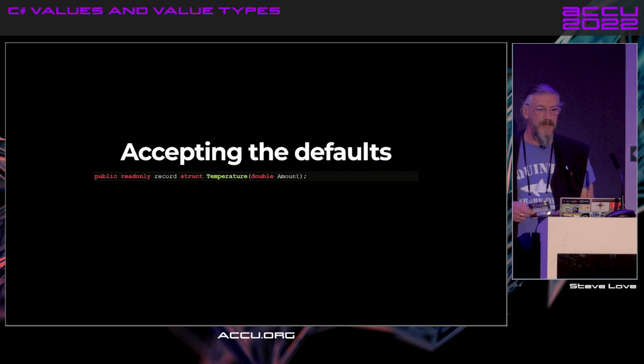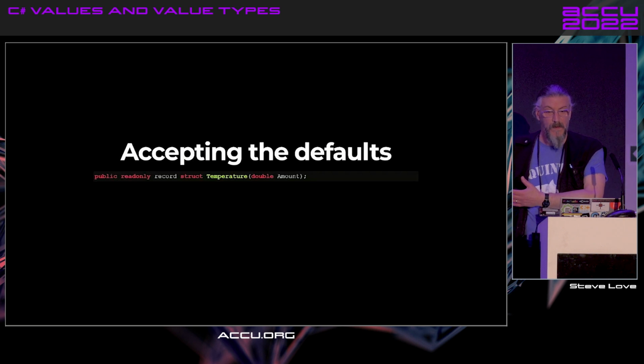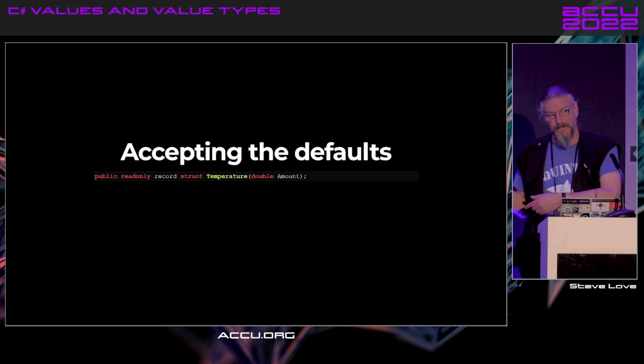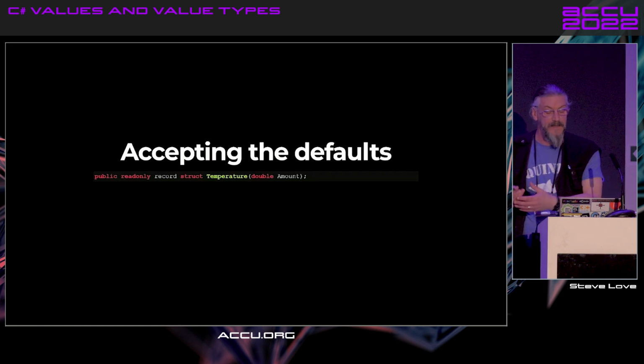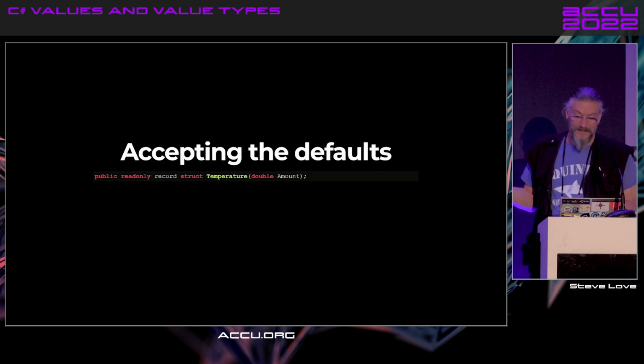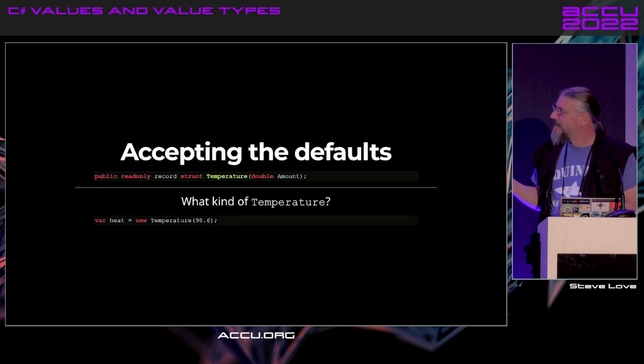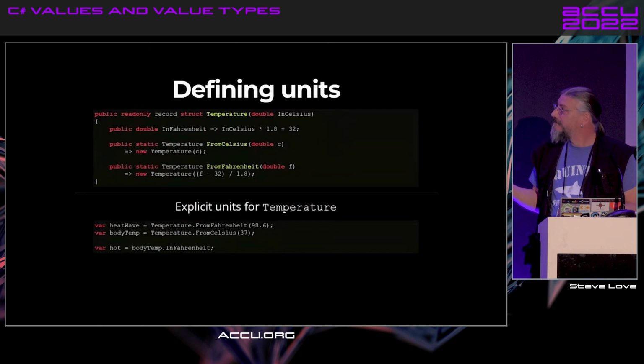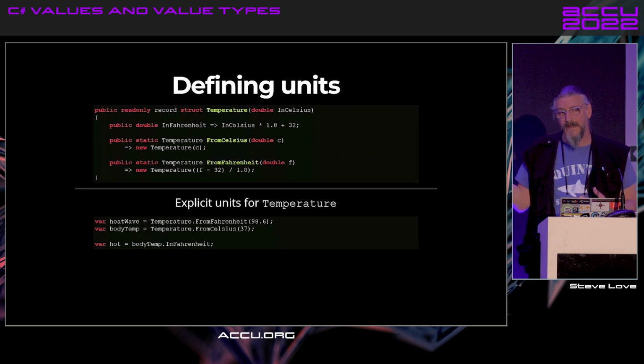Normally, you'd use SI units for something like this. Well, that would be Kelvin. And it depends what you're measuring. So if you're modeling some kind of household thermometer, then Kelvin probably doesn't make sense. Celsius is a bit more sensible for that, okay? So what kind of temperature is it? We can define the units.